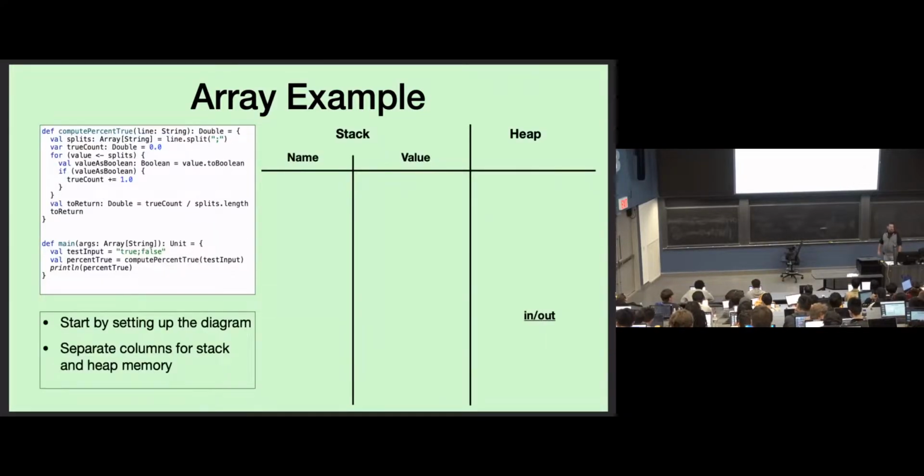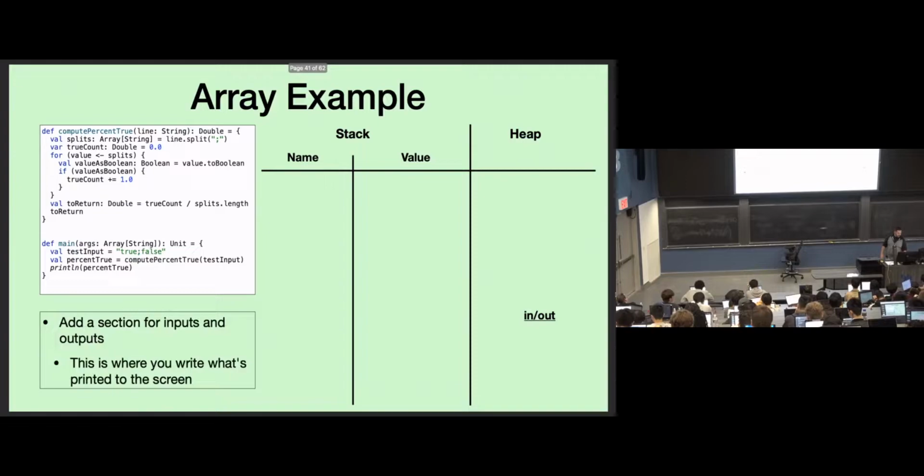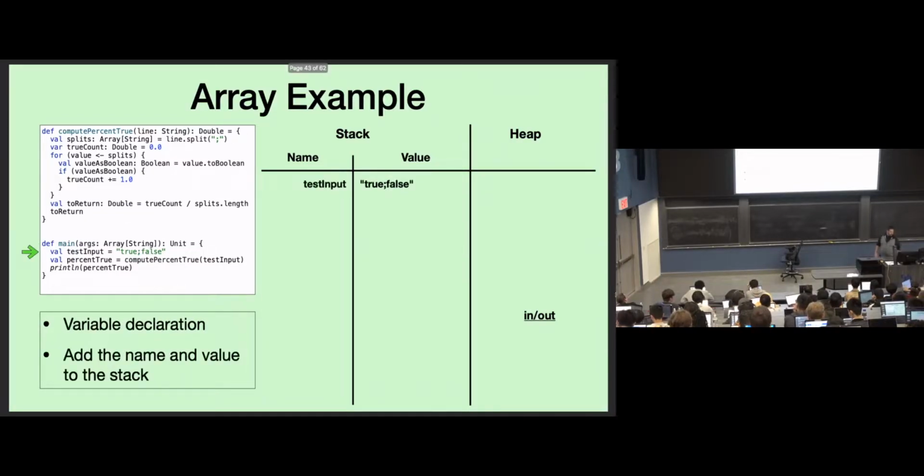So let's set up our memory diagram, stack and heap, stack split, name and value, and a spot for our input outputs. Start with the main method. We're going to put a variable on the stack. We declare a variable. We have the variable test input with the value of a string, true, semicolon, false.